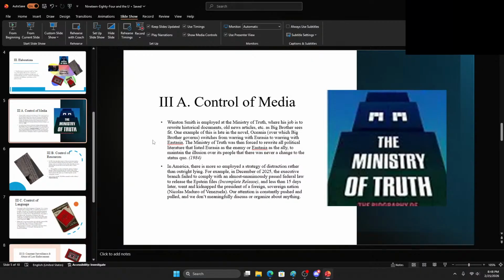And his entire job is to rewrite historical documents in order to fit Big Brother's agenda. For example, there's some disgraced former head of an organization who was allegedly caught in some scandal by the Thought Police and was subsequently erased. And Winston Smith had to get rid of all official records of that man's existence, any media that referenced him.